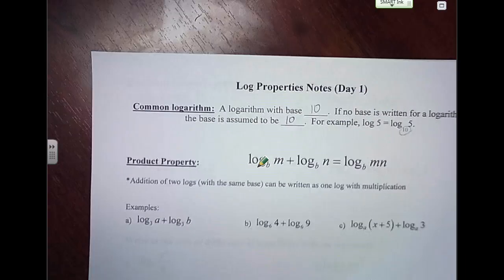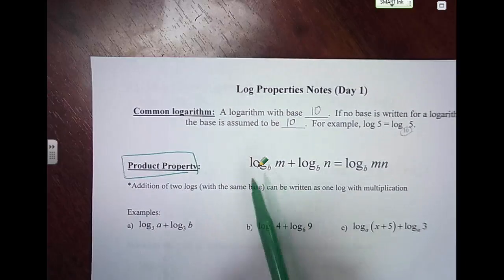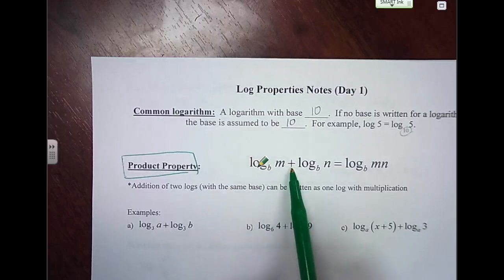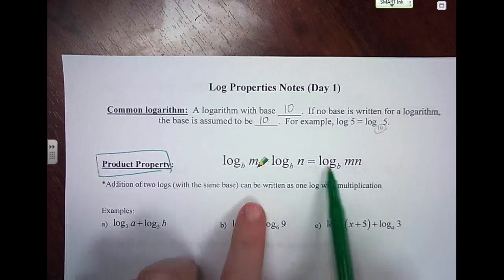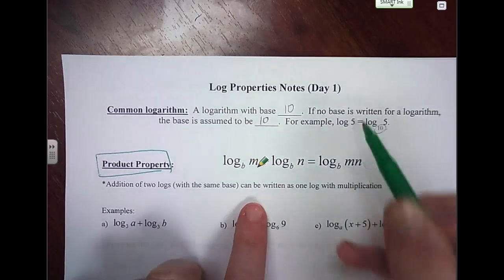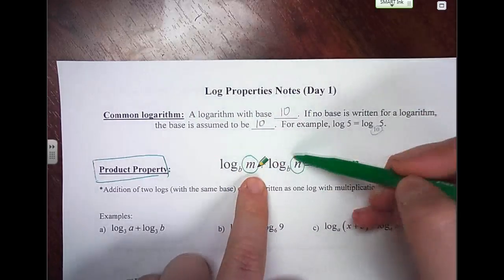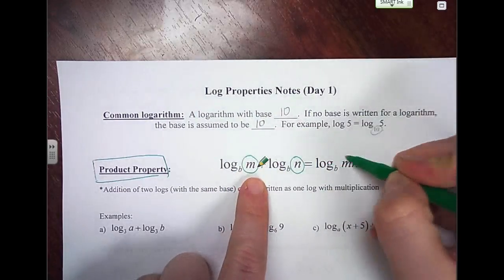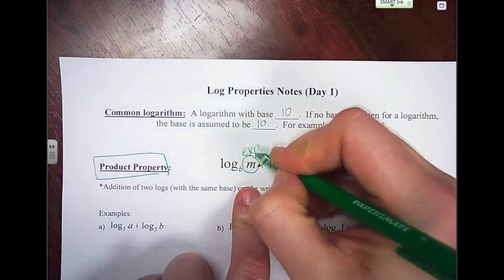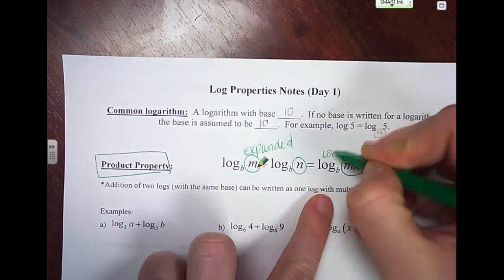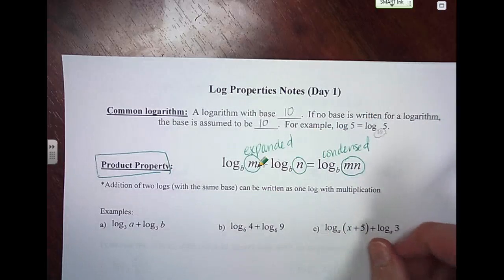The first is the product property. The product property says that if I have log of something plus log of something, I can rewrite that as log of those 2 things multiplied together. So here's the m and the n. If I have log b of m plus log b of n, I can now put them together: log b of m times n. This is the expanded form, and this is the condensed form. We're going to use this later on when we solve log equations.